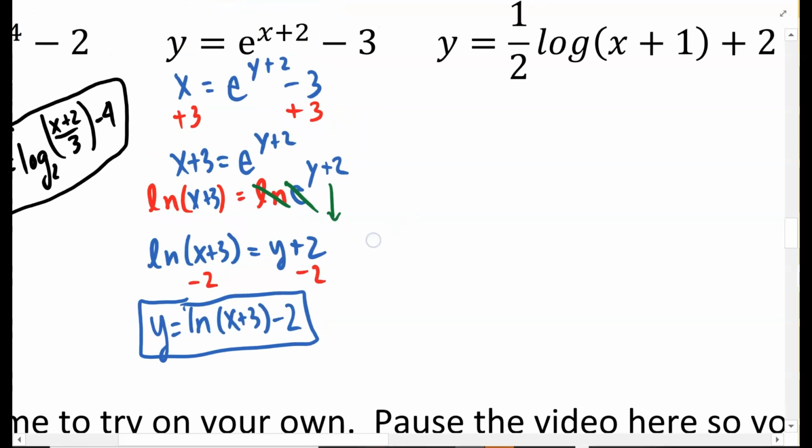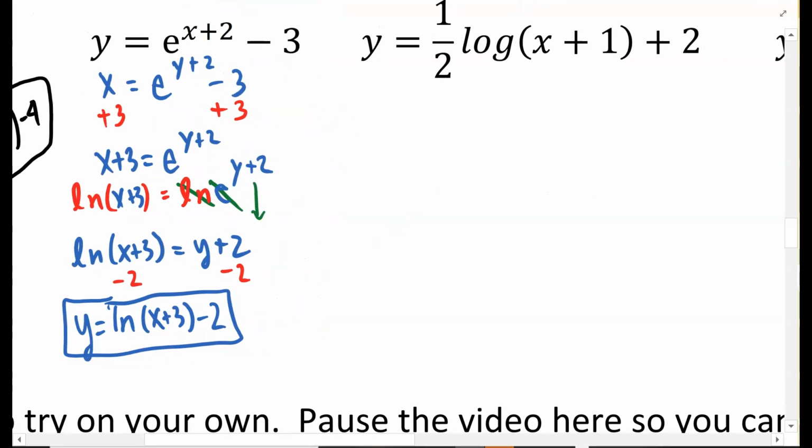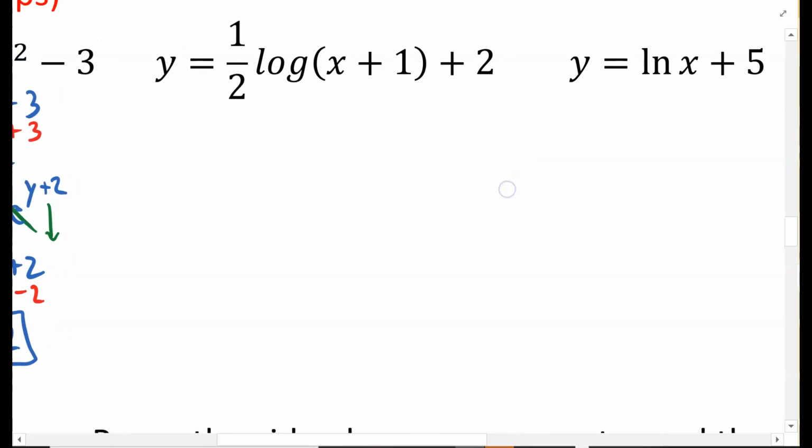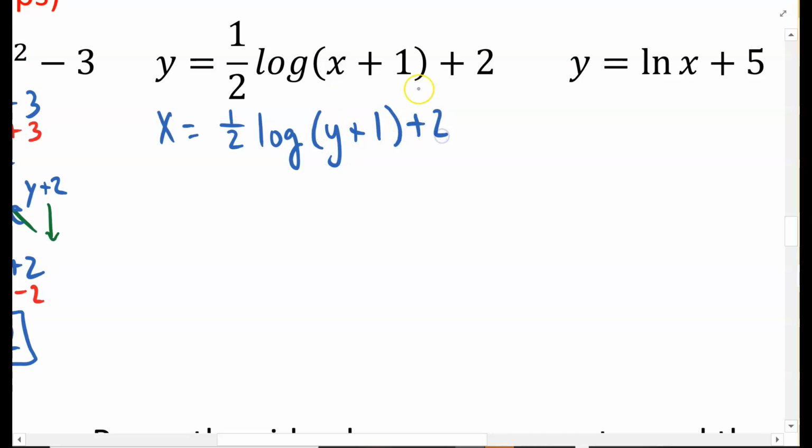All right. Let's move on. Again, if you need to hit pause, you can. Switch x and y. So y equals 1/2 log of x, y plus 1 plus 2. Subtract 2 on both sides first. And so that gives us x minus 2 equals 1/2 log of y plus 1.